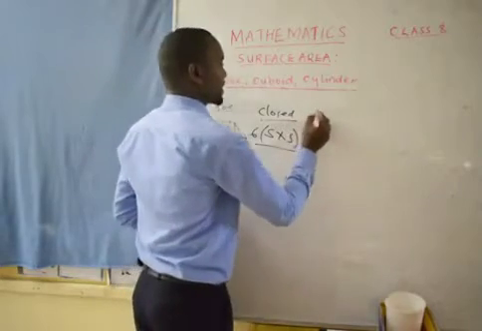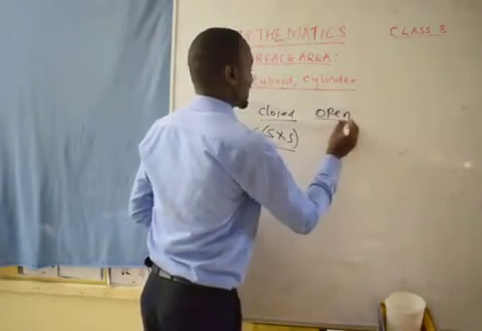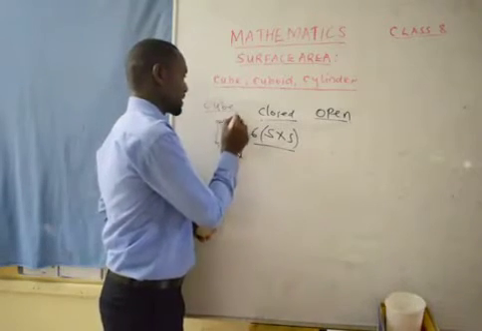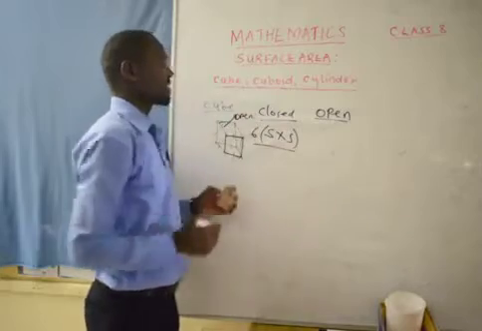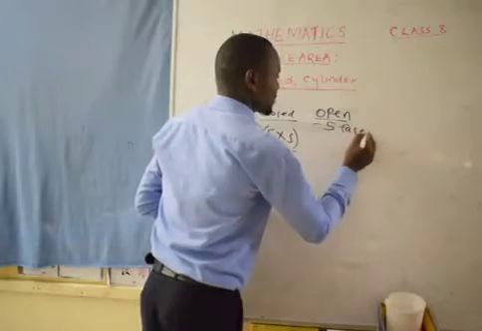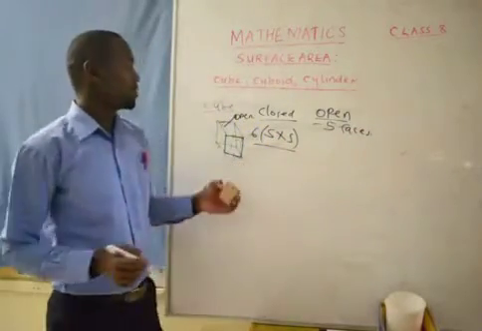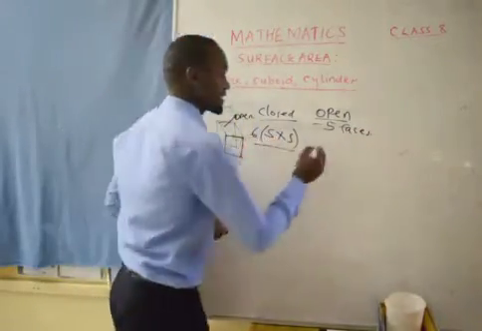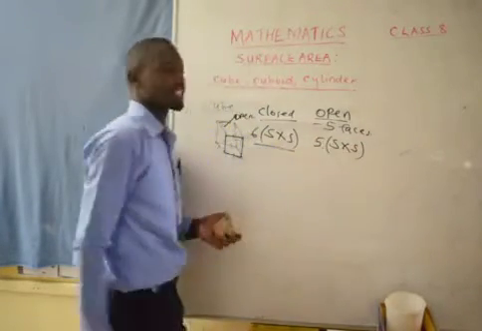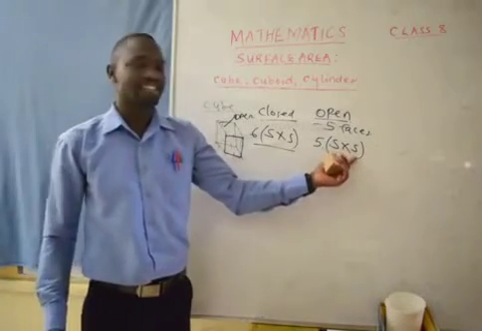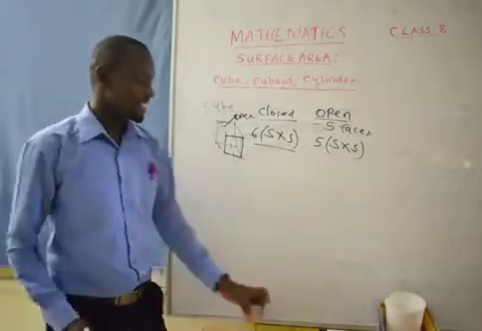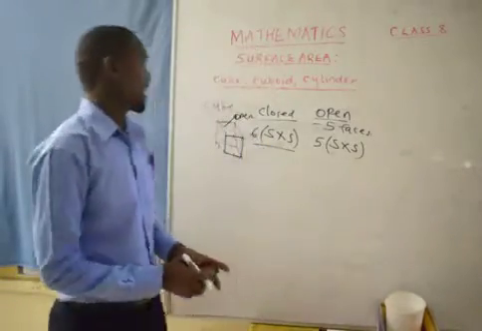When it is opened, remember one of the faces is missing. So this part is open here, so it has 5 faces. To get the total surface area of an open cube, we just get the area of one face, that is side times side, then multiply by the number of faces. That is side times side times 5 faces. That is the formula for getting the surface area of an open cube.